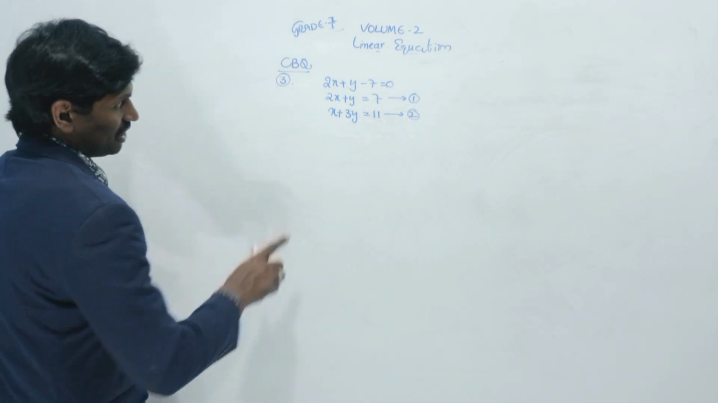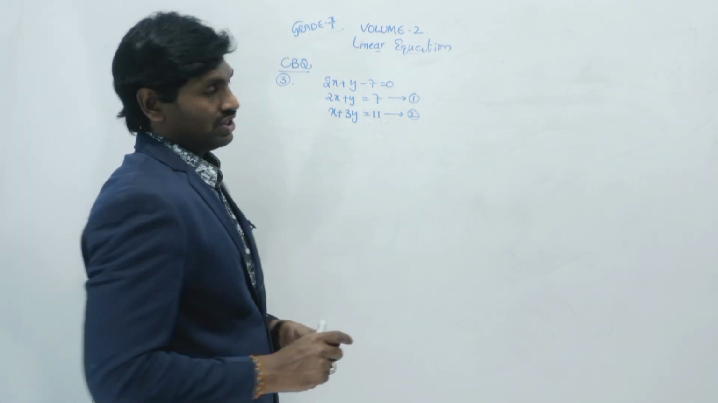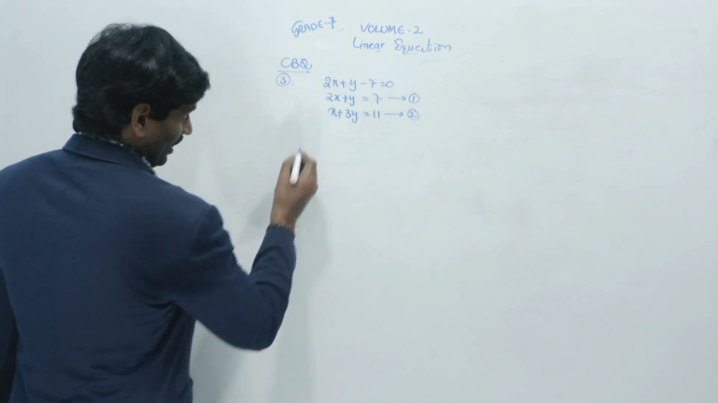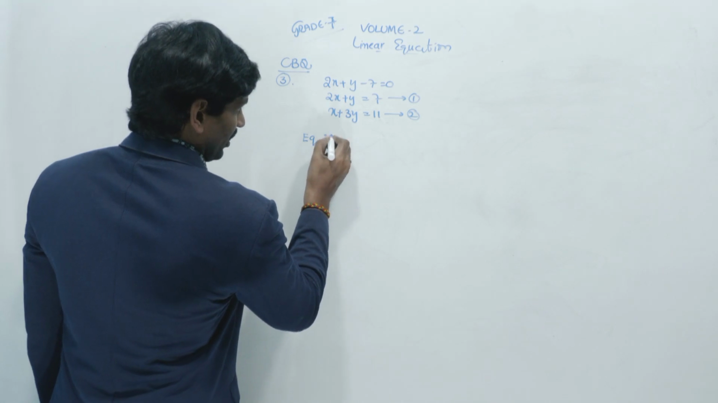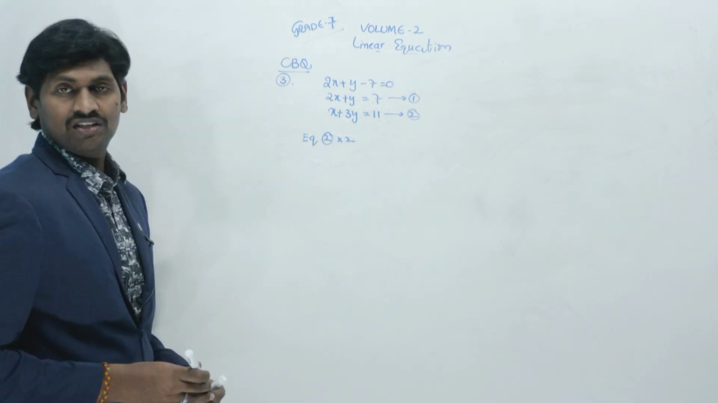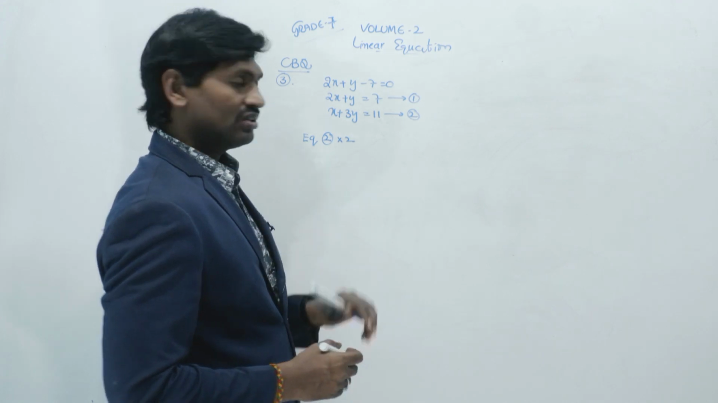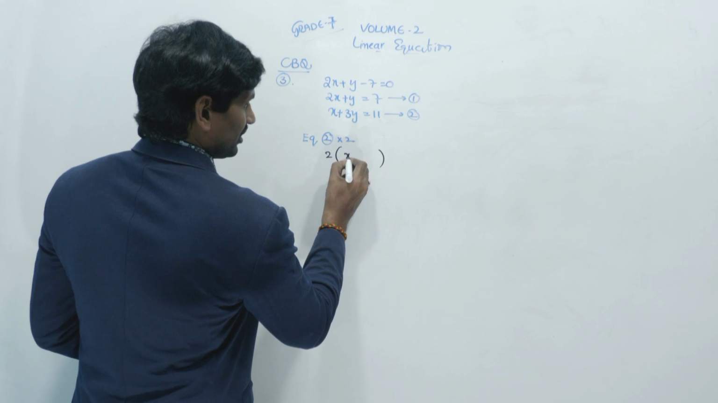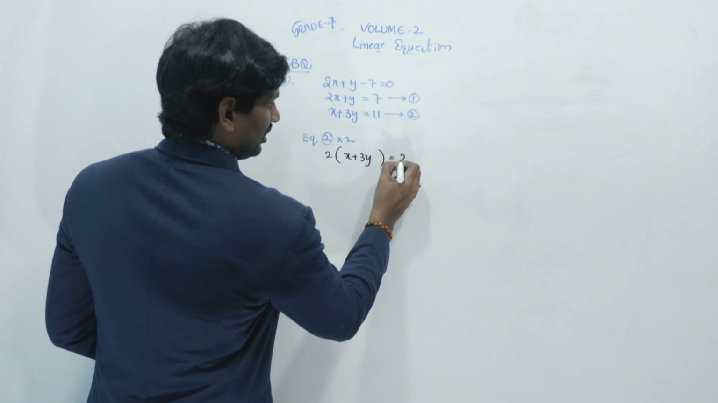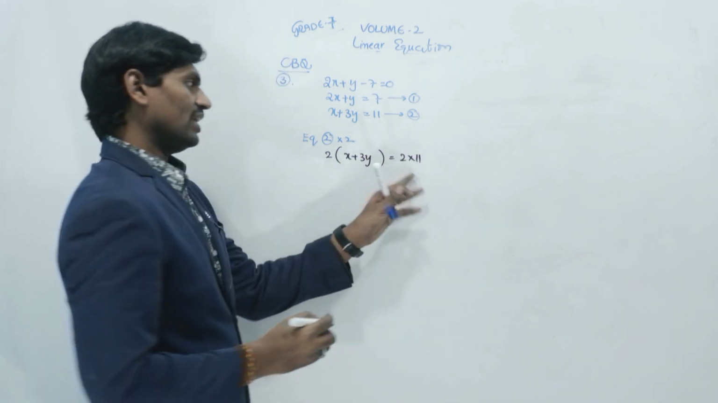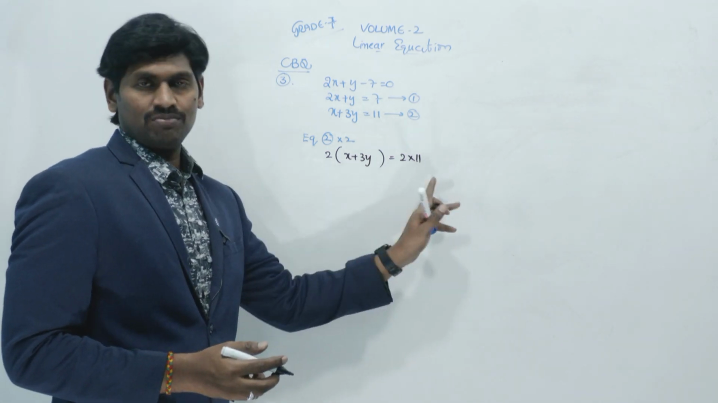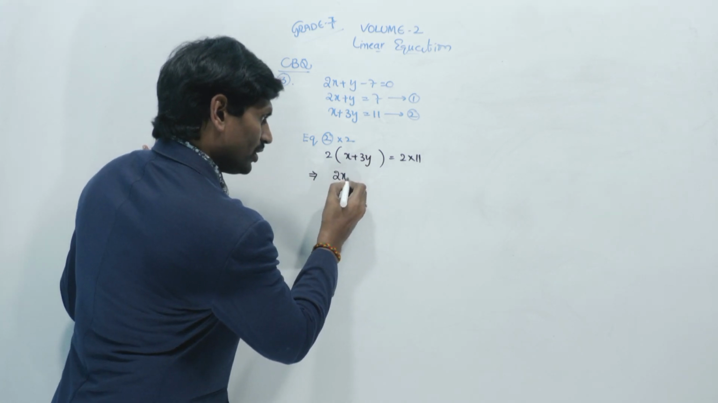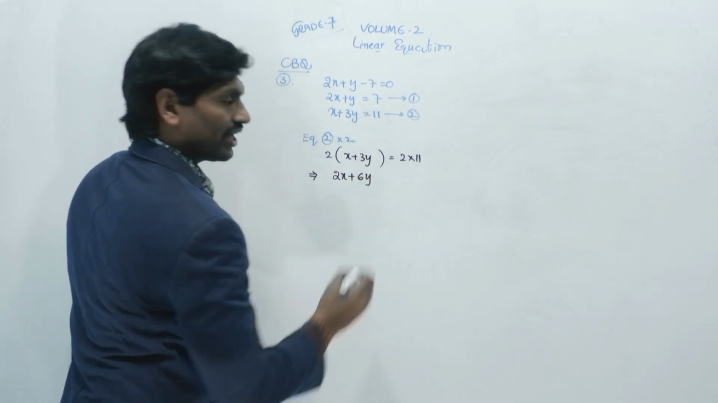In the first equation, the x coefficient is 2. In the second equation, the x coefficient is 1. Now I am multiplying equation 2 by 2. That means the entire equation x plus 3y equals 11 is multiplied on both sides by 2. Then it will be 2 into x is 2x plus 2 into 3 is 6y.